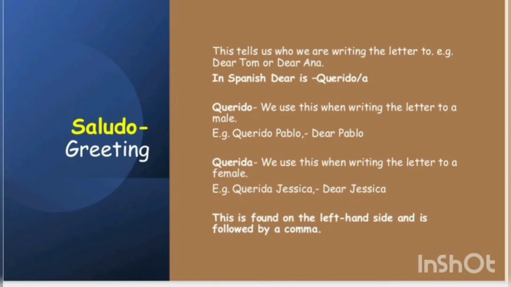Next up we have the greeting. The greeting tells us who you're writing the letter to. So dear Pam, dear Roy, dear Mary, etc. Now in Spanish, the word dear is either querido or querida. So both of the words mean dear.